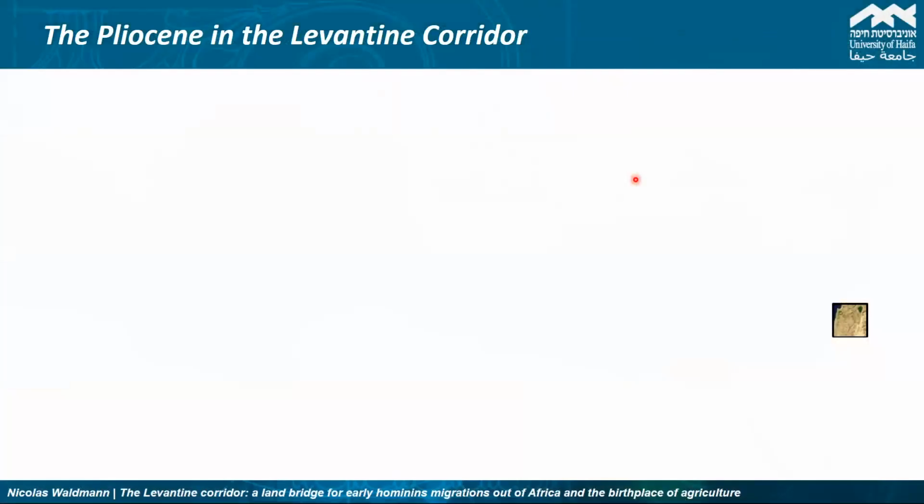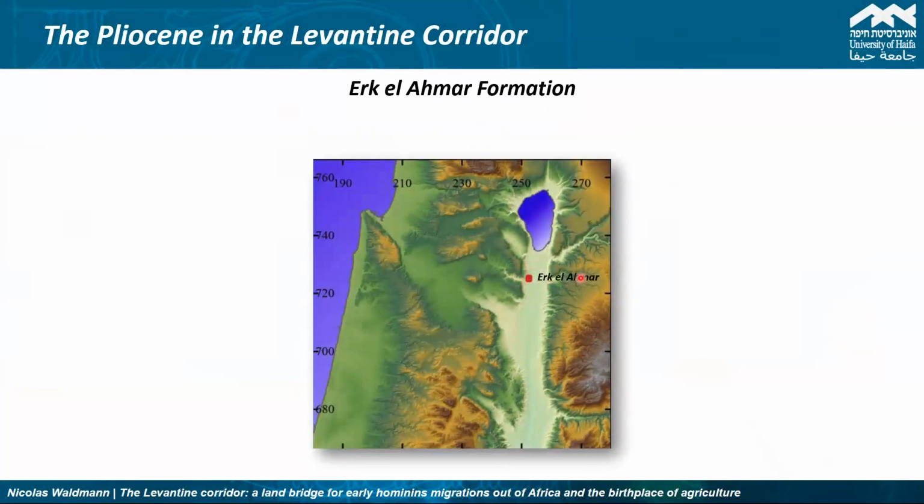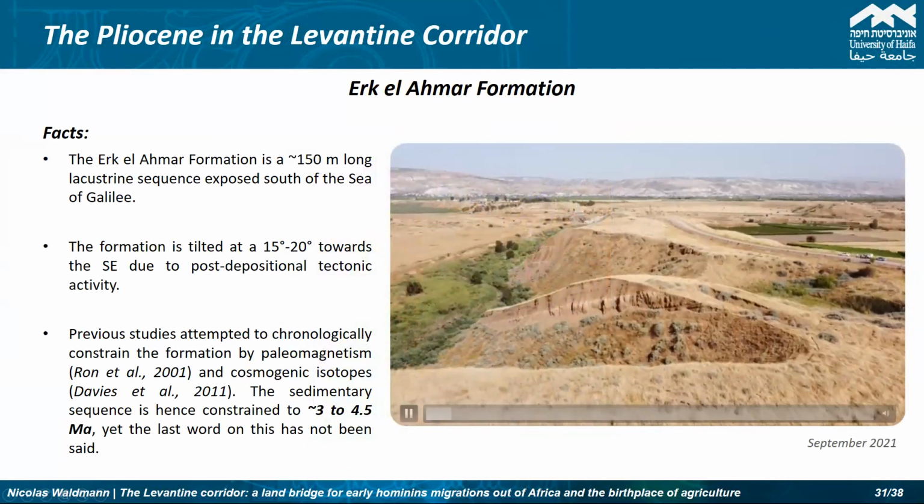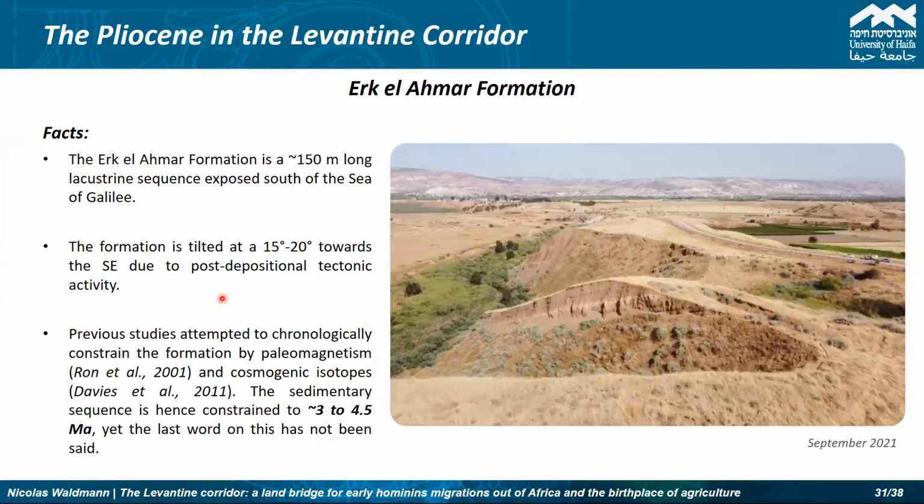Let's go back even more to the Pliocene, and I hope I have time to take you to that time in the Levantine Corridor. And again, this is the northern part of Israel, the Erek El Ahmar lacustrine formation. This is a 150-meter long formation. Let me show you a nice movie while I'm talking.